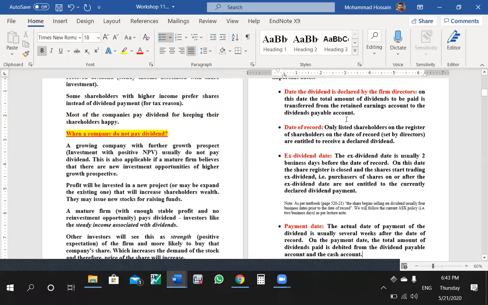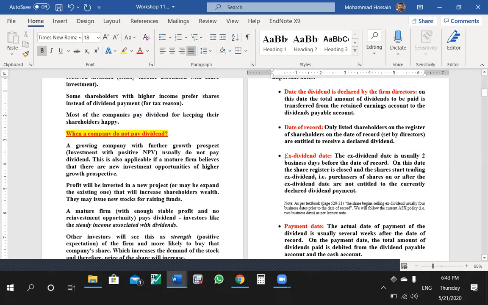So we know 3 dates. Declaration date, the date the dividend is declared by the firm directors. Date of record, on this day shareholders are entitled to receive their money. Payment date, then the money is transferred from cash account to the dividend payable account.